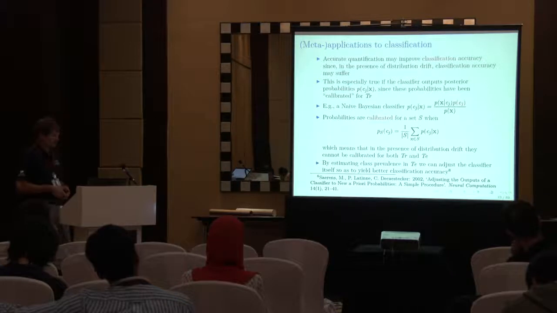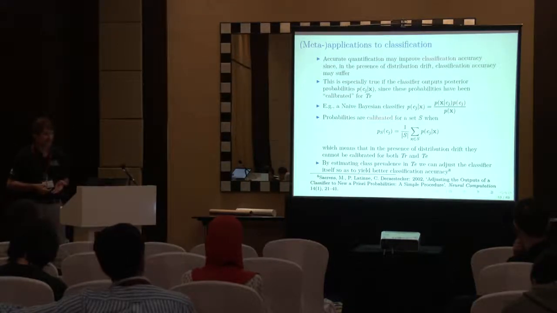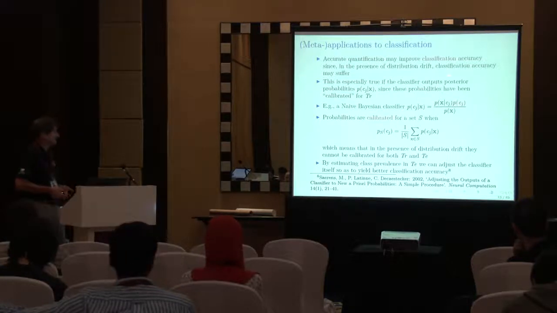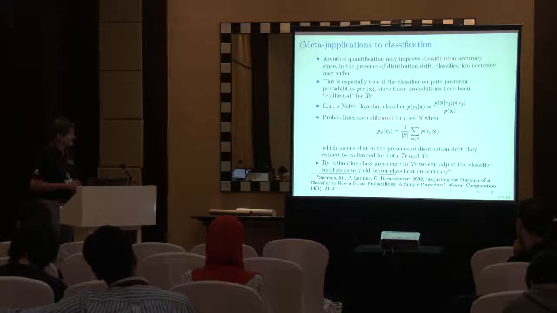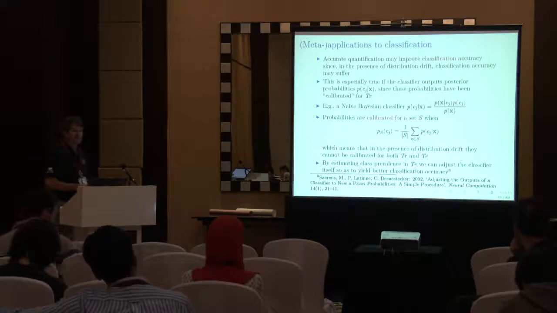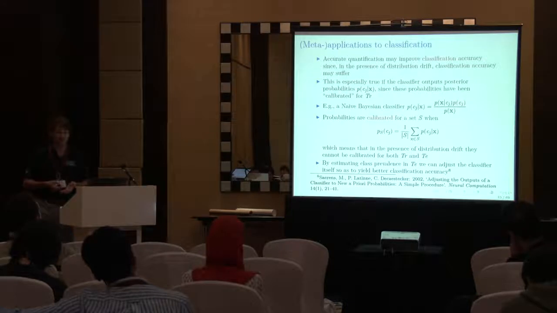In general, what we say is that the posterior probabilities generated here, in the presence of distribution drift, are not calibrated anymore. We say that probabilities are calibrated when the frequency of the class is the expected value of the posterior probability. It's typically the case that in naive Bayesian classifiers, the posterior probabilities are calibrated on the training set. But if the test set witnesses some significant distribution drift, the probabilities are not calibrated anymore.